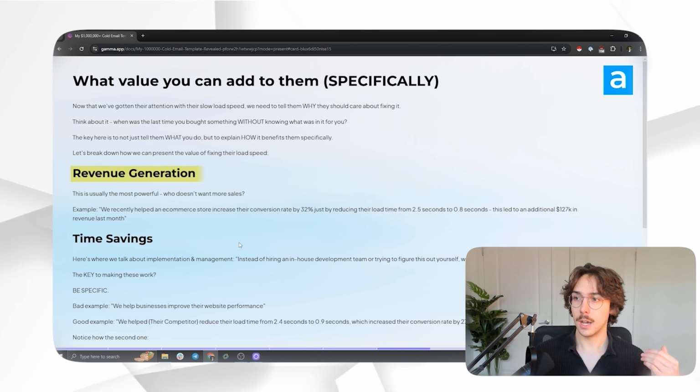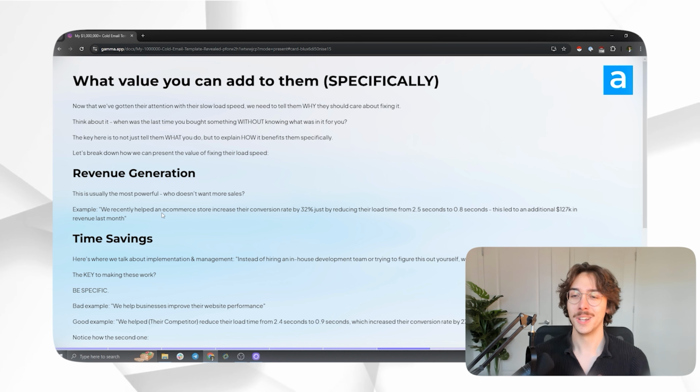We can say, hey, we recently helped another e-commerce store increase their conversion rate by 32% by reducing their load time from 2.5 seconds to 0.8 seconds. This led to an additional $127,000 in revenue last month. I just wrote this really quick here. If I were to actually write this, I'd probably want to condense it because it's a bit of a run-on sentence. But the point here is that we're telling them what value we can provide by having them reduce their website load speed and how we can do that for them.